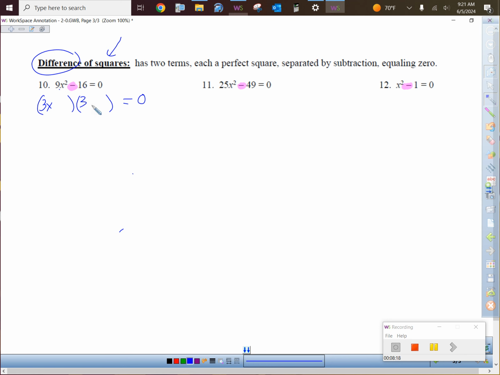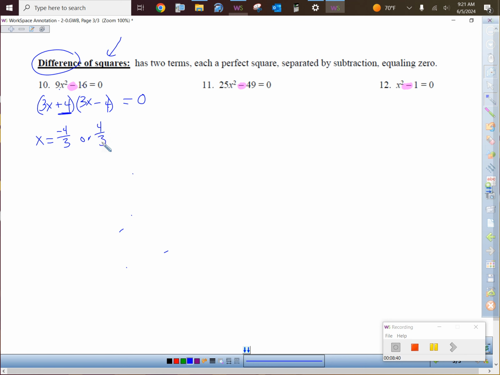guy. The square root of 9x squared is 3x. The square root of the last guy, the square root of 16, is 4. And then you make these guys, here's a big word, conjugates of each other. Conjugates means one of them's a plus and one of them's a minus. And now to solve this, x could equal the opposite of this guy over that guy, negative 4 over 3. Or opposite of this guy over that guy.